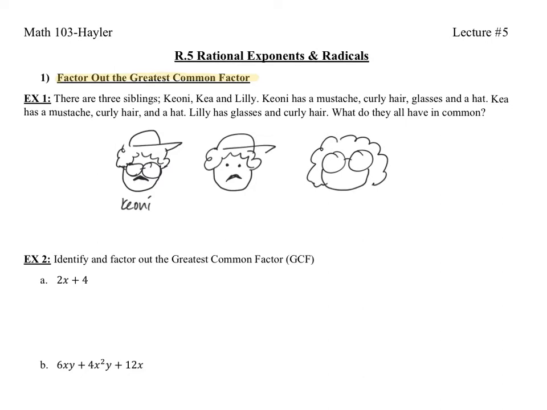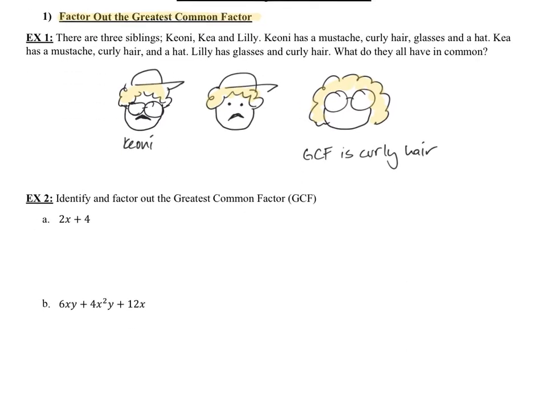Well, at least one of the things I noticed they all have in common is the curly hair. Is there anything else in common that they have? No, that's it. So the greatest common factor, GCF, is curly hair. Nothing else was a common factor, but the main thing was the curly hair. We're going to do the same idea for math: take a look at all the terms and figure out what they have in common.